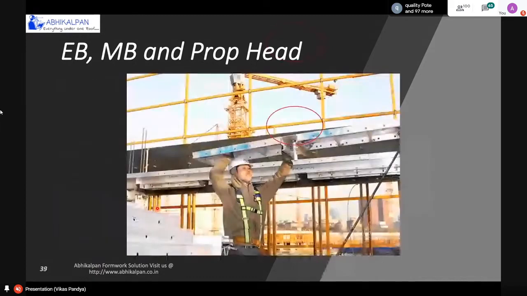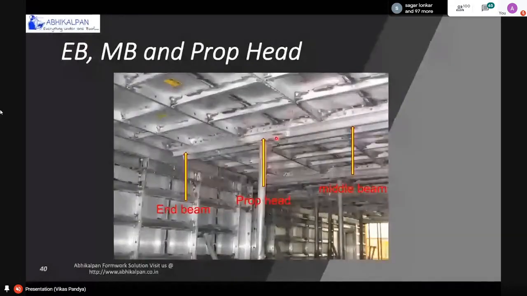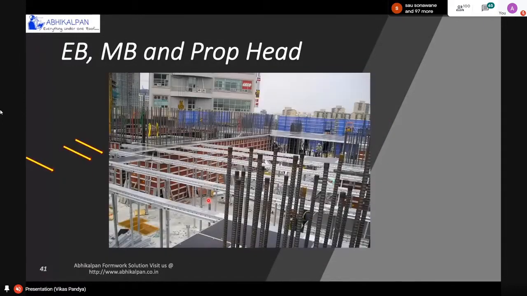In the further picture, as you can see over here, at the beam bottom level, the special prop head is assembled like this. The next is the position of end beam, prop head, and middle beam. In this picture, it is clearly shown that at the top of the SL or slab corner and the middle of the prop head, we are using end beam, and between two prop heads, we are using the middle beam. In this picture also, you can see the different end beam assembly.